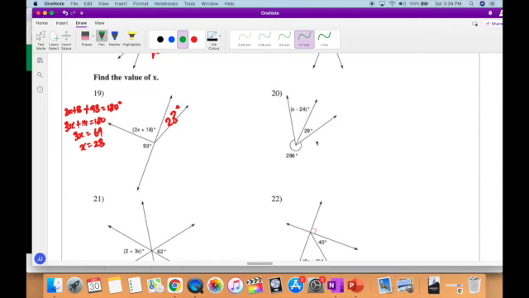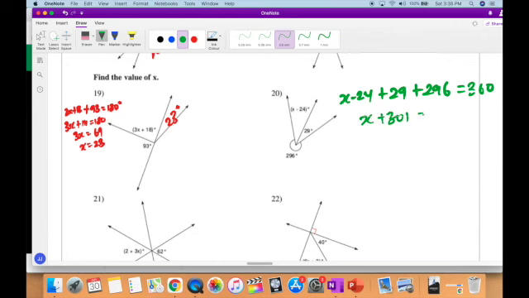So this here are angles around a point. They add up to 360. So therefore, x minus 24 plus 29 plus 296 will add up and equal 360. So 29 minus 24 plus 296 is 301. So x plus 301 is equal to 360. x is equal to 360 minus 301, which is 59. Yes, sorry.